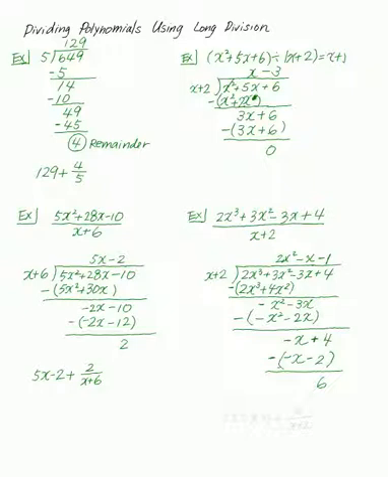My final answer is going to be 2x squared minus x minus 1 plus, I'm going to take my remainder, 6, and I'm going to divide it by what I'm dividing by, which is x plus 2 in this case.